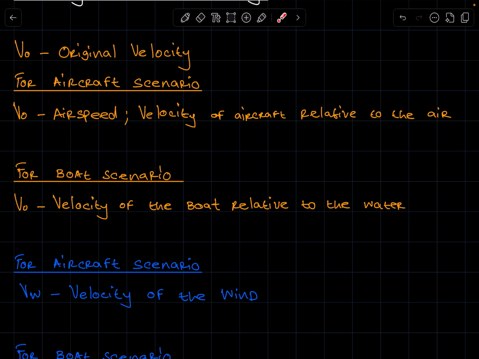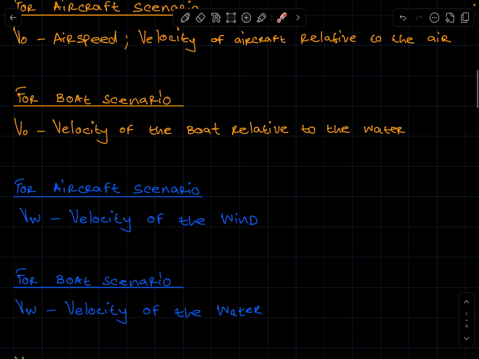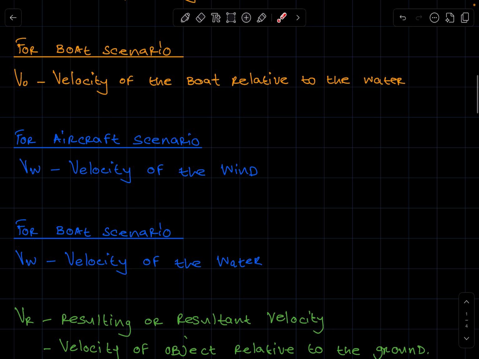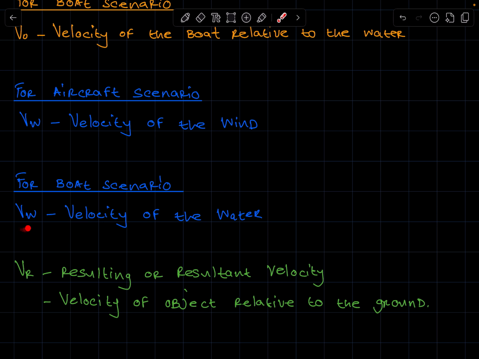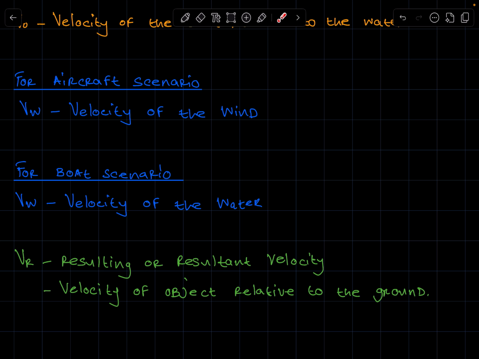And then for a boat scenario, VO will be that velocity that is relative to the water. And then as far as VW, for an aircraft scenario, VW will be the velocity of the wind. And for a boat scenario or a ship scenario, VW will be the velocity of the water. And then of course VR, that is your resulting or resultant velocity.